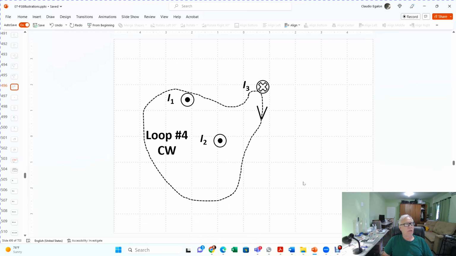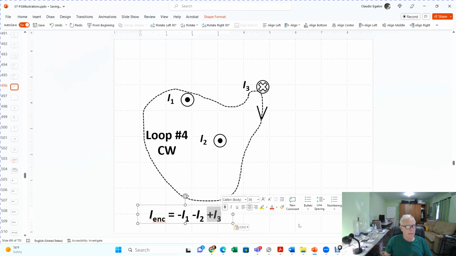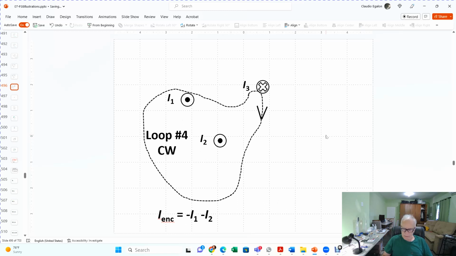And here we're going to have a different loop that excludes the current I3. In this case, again, it is going to be in a direction contrary to the other current. That's loop number 4, clockwise direction. So it's excluding the current I3, right? And so on. That's how you determine the enclosed current.